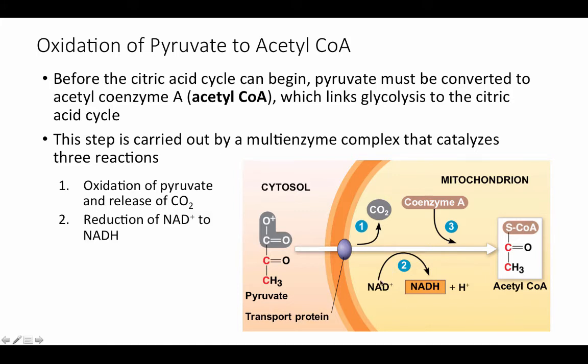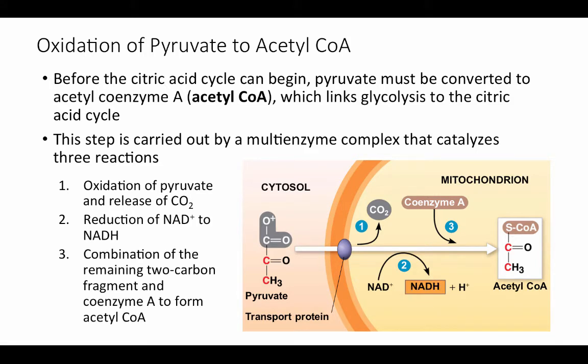This is going to be accompanied by reduction of NAD+ to NADH. So here are a couple of electrons that we want to keep track of. We've got the production of some more NADH. And then finally, we're going to take the remaining 2-carbon fragment that came after we took off the CO2. Remember, we started with a 3-carbon chain, we removed a CO2, and this is what we have left. And that is going to be combined with a substance called coenzyme A to form acetyl-CoA. So this is an acetyl group, the 2-carbon chain, attached to coenzyme A.